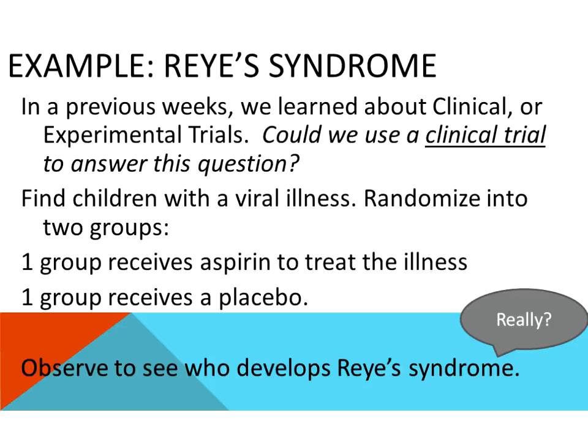So what if we did a clinical trial? We took all the children born in 2007. We gave some of them aspirin, we gave some of them a placebo, and we observed over a period of time to see which people developed Reye's syndrome. Can we ethically do that?